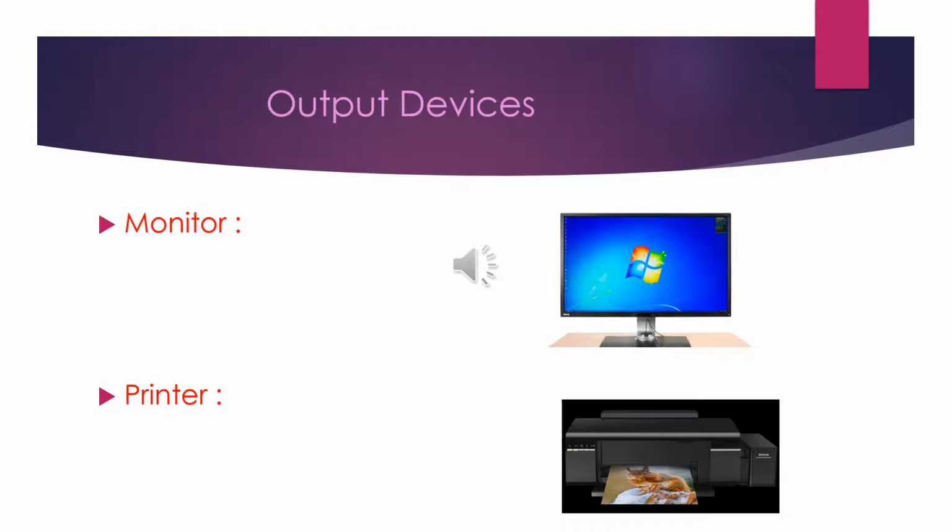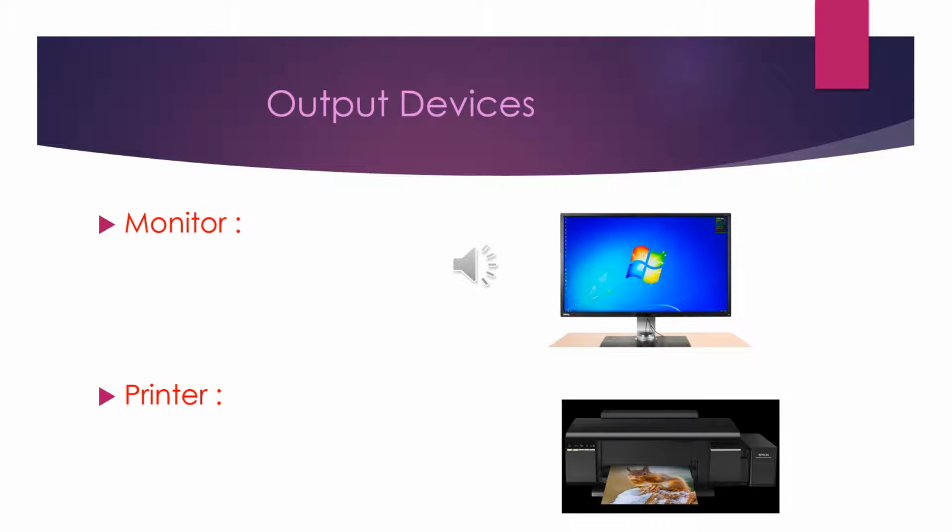So in this slide we will be studying about the output devices. What are output devices? Output devices allow us to show the output or result of the work performed by a computer. Some of the output devices are: the first one in the series is monitor. What is monitor? How it is used? For what it is used? I will explain you that.